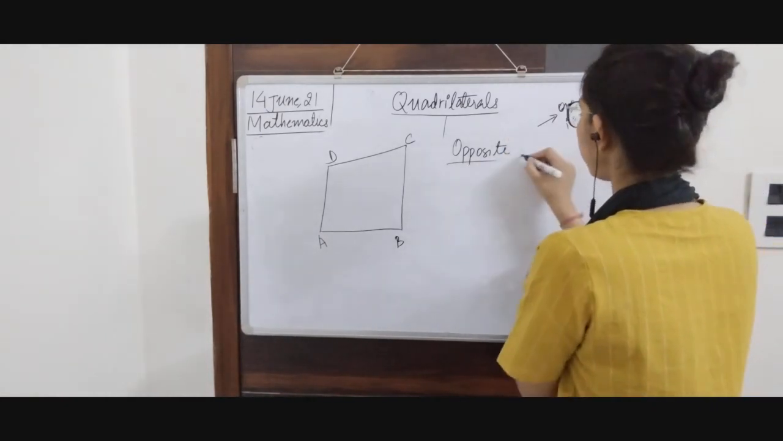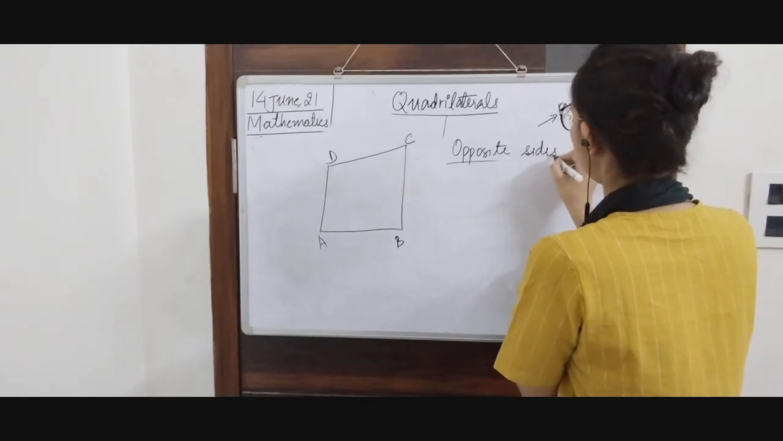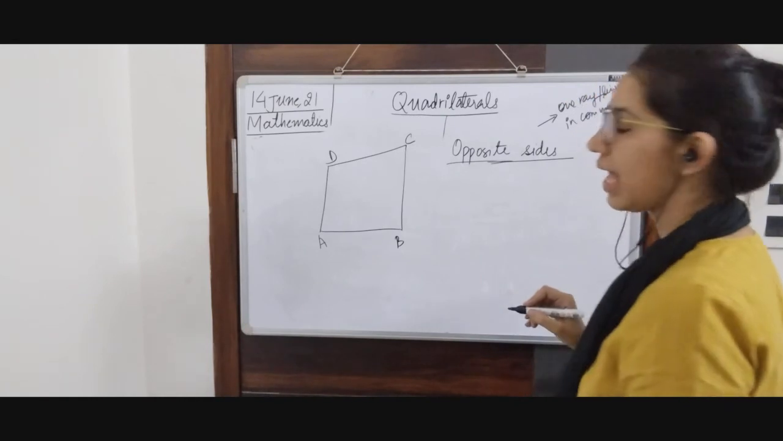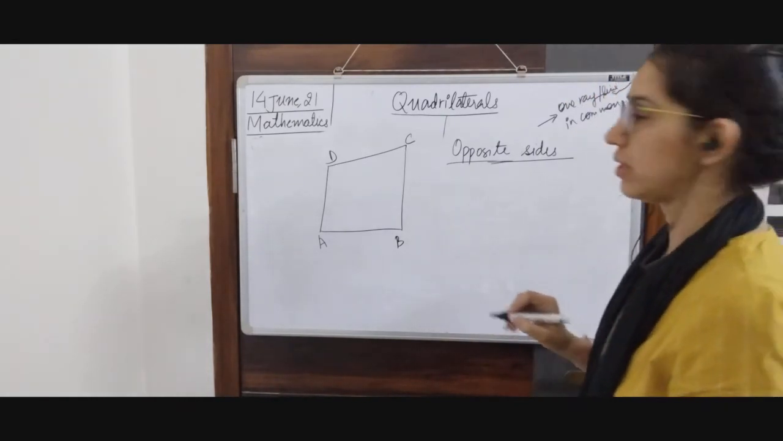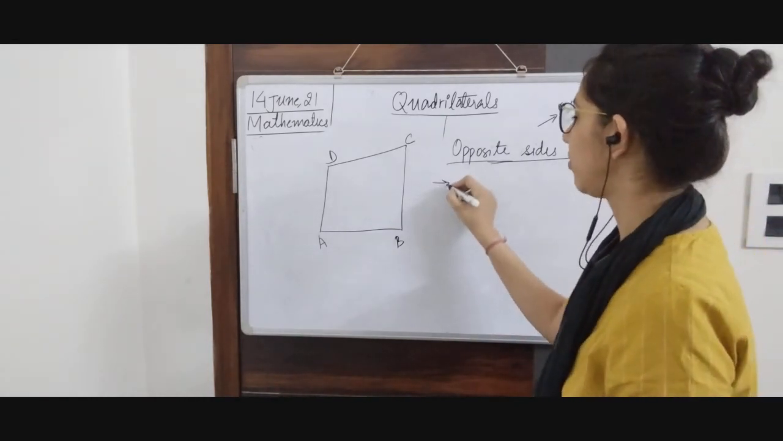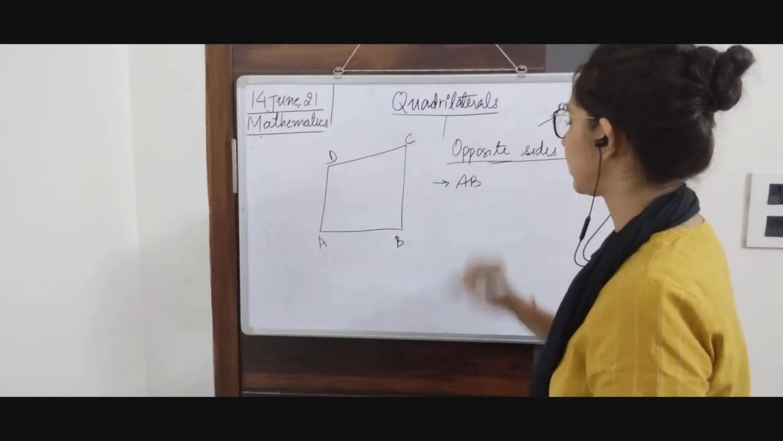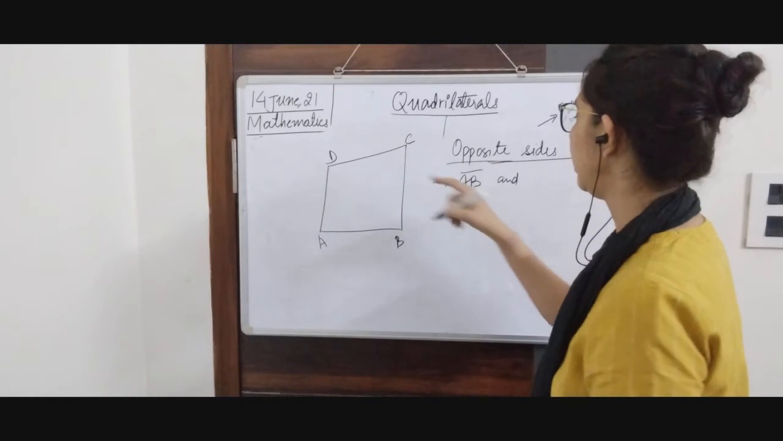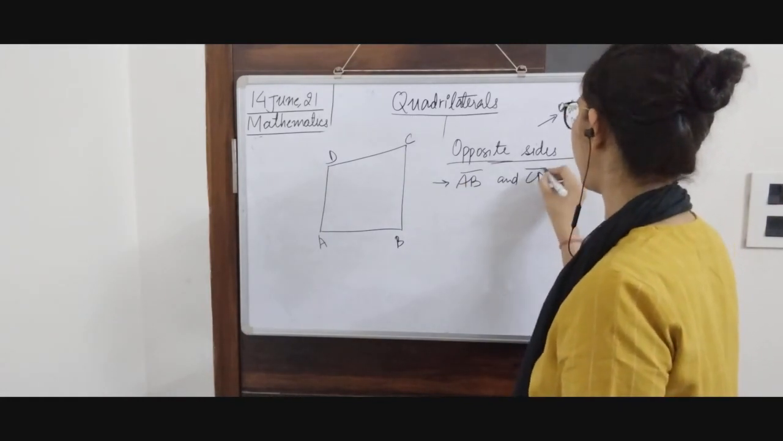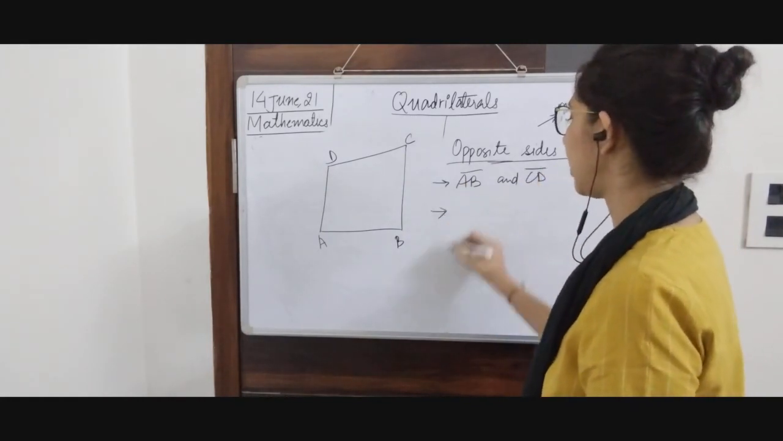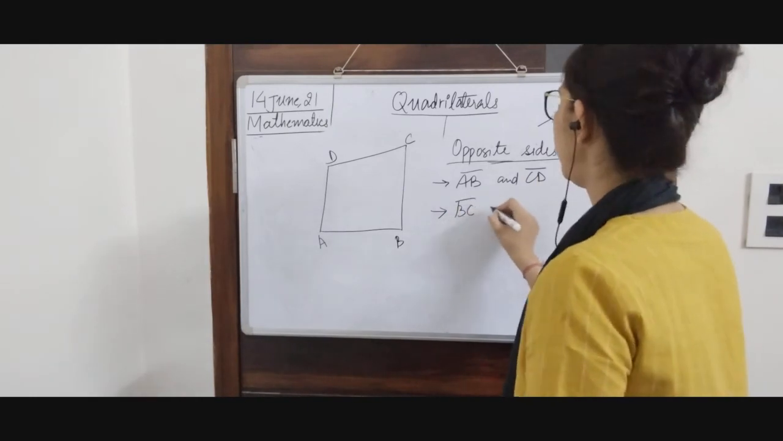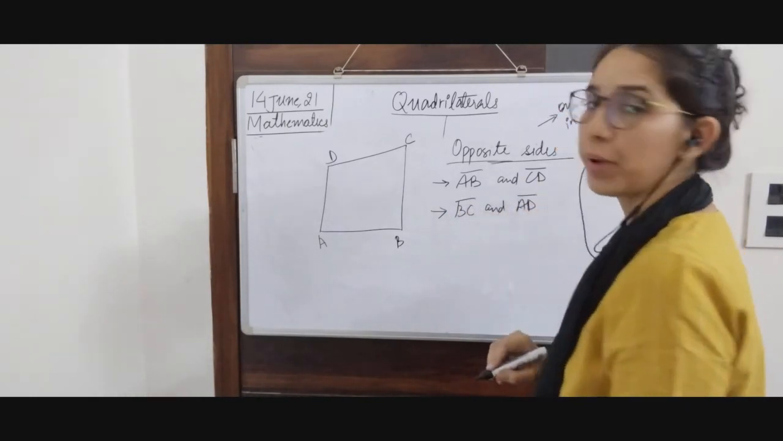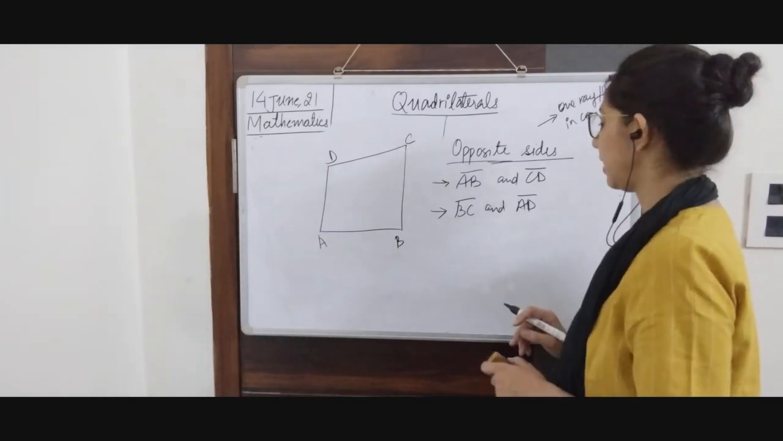Next we are going to write opposite sides of a quadrilateral. Opposite sides have no point in common. In this quadrilateral, the side opposite to AB is going to be CD. And the second pair is going to be BC and AD. These are the two pairs of opposite sides.